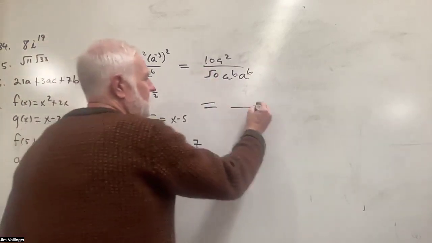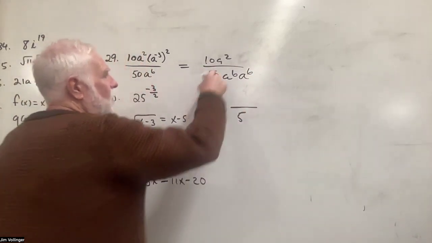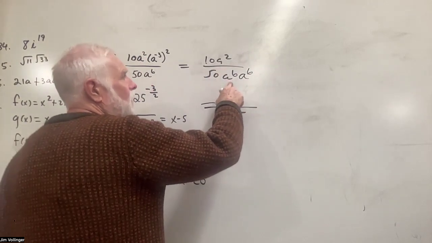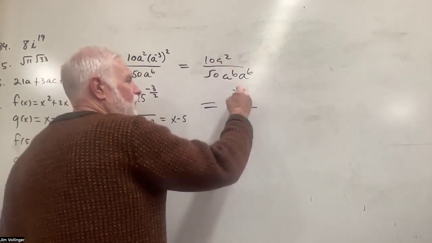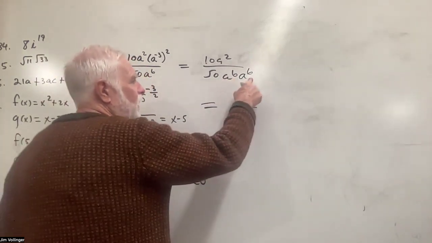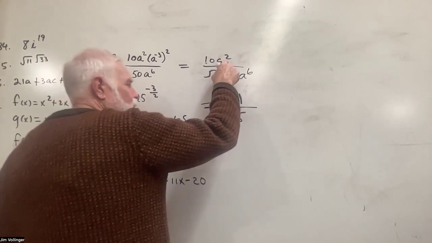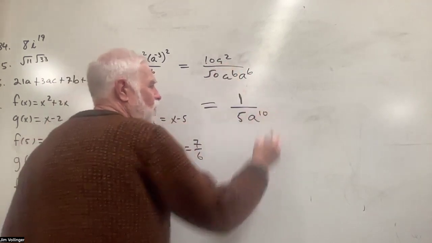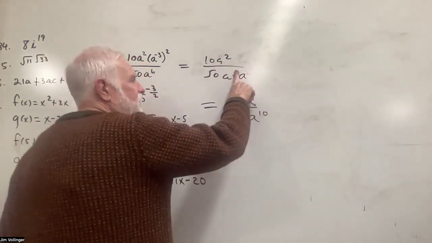So 10 goes into 50 five times. I know a squared is going to disappear in this problem, but I'm going to get a 1. The 1 does not disappear. So I have 12 a's in the denominator as factors, 2 in the numerator. There are 10 more here, right? 6 and 6 make 12.